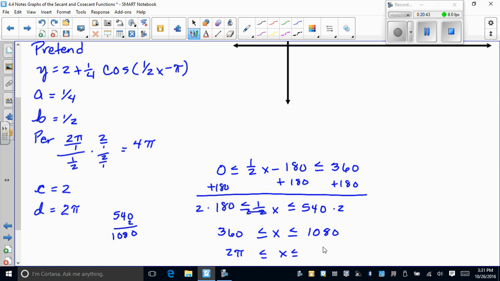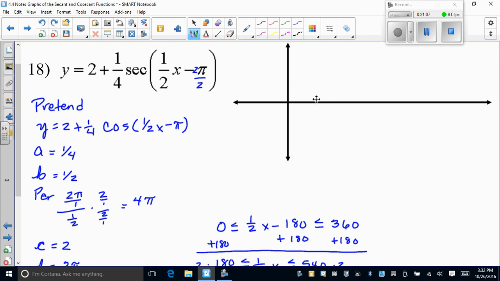So let me just double check. Gives us 6. So we get 6 pi here. So there's our start point, there's our end point. So let's go ahead and set those up. So I'm going to just do these by pi. There's 1 pi, 2 pi, which is my beginning point, 3 pi, 4 pi, 5 pi, 6 pi. 6 pi is my end point.